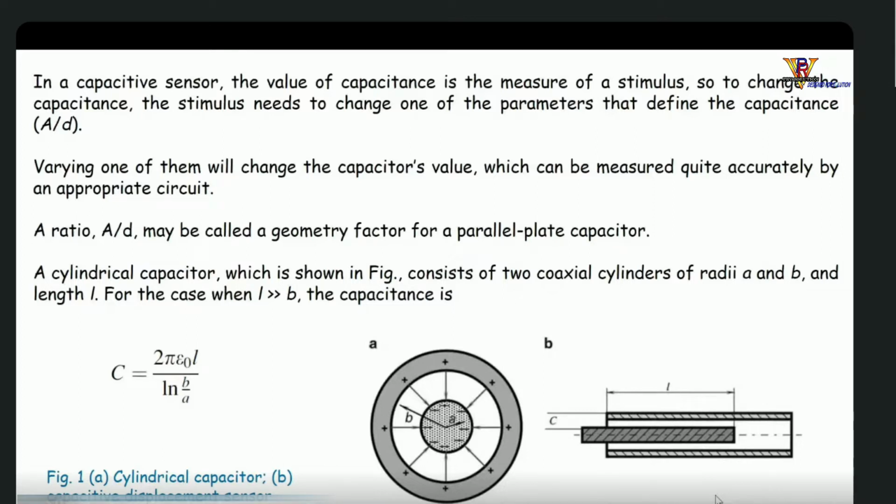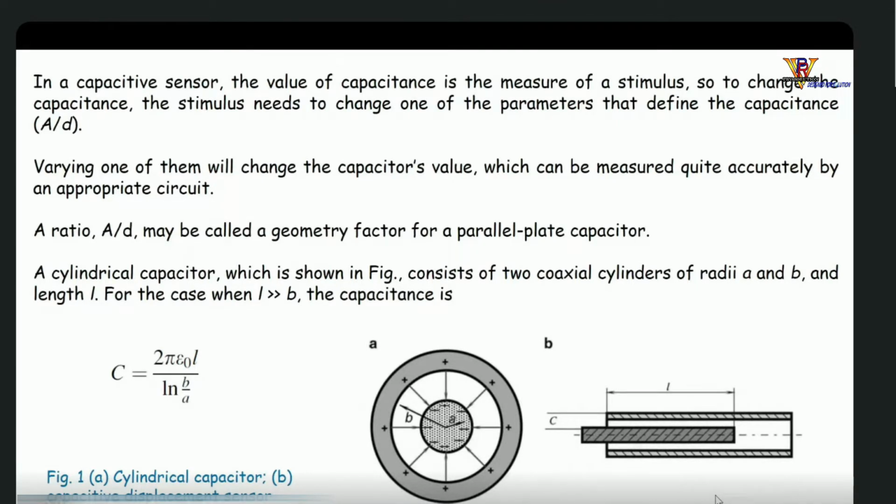To change the capacitance, the stimulus needs to change one of the parameters that define the capacitance. The parameter is A by D, where A is the area of the plates and D is the distance of separation between the two plates. One of them will change the capacitor value, which can be measured quite accurately by an appropriate circuit. In this way, the capacitor can be used as a sensor element, and we can sense a particular type of input, maybe any particular stimulus, using a capacitor.